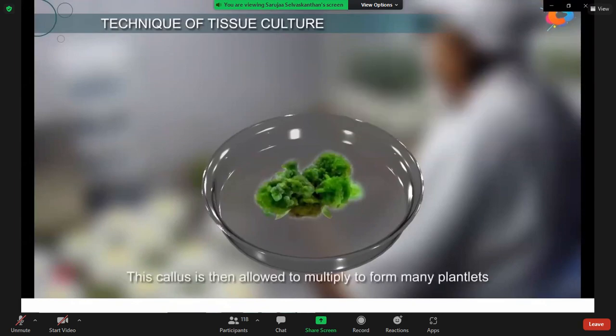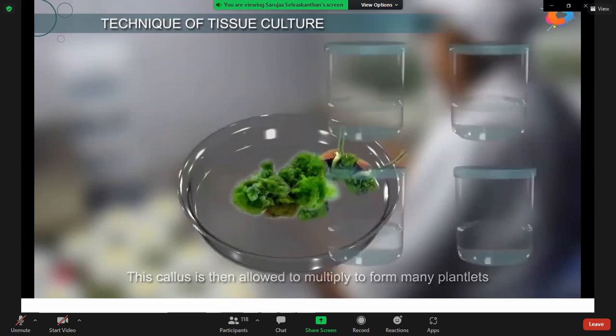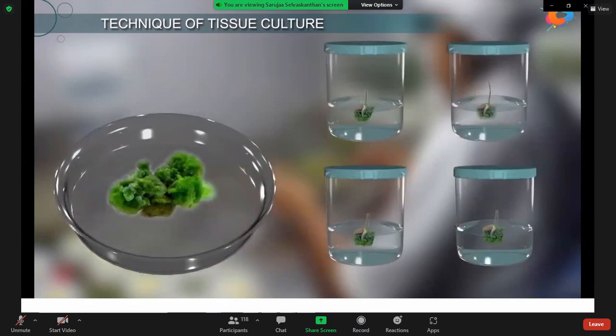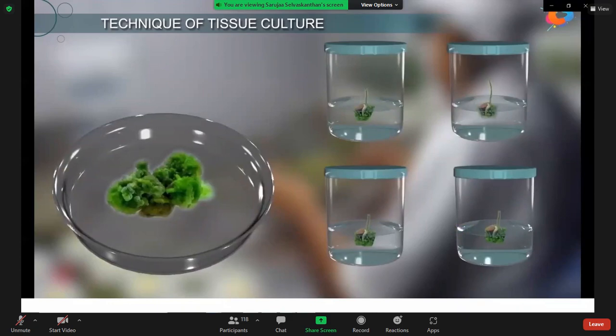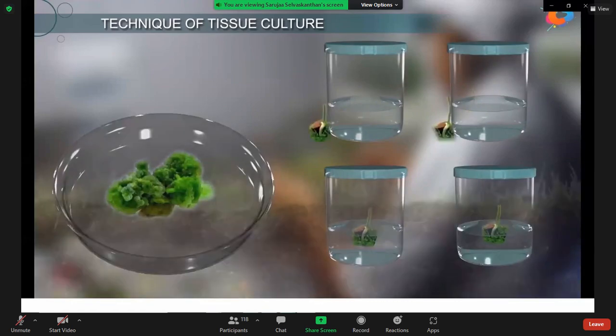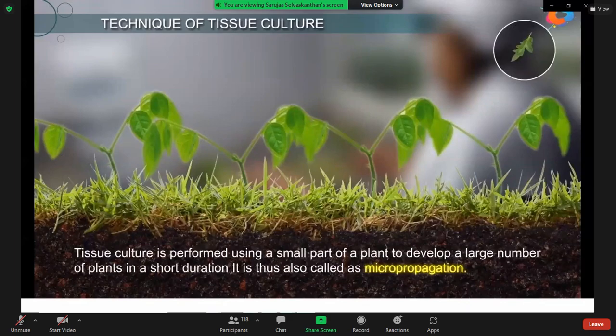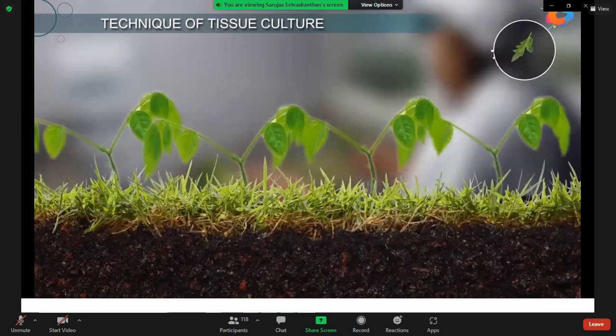This callus is then allowed to multiply to form many plantlets, which are then transferred to a different container for rapid multiplication. Finally, the developed plantlets are transplanted to the soil for normal growth. Tissue culture is performed using a small part of a plant to develop a large number of plants in a short duration. It is thus also called micropropagation. As all these plants are developed from the same part of the parent plant, they are genetically identical and called somaclones.